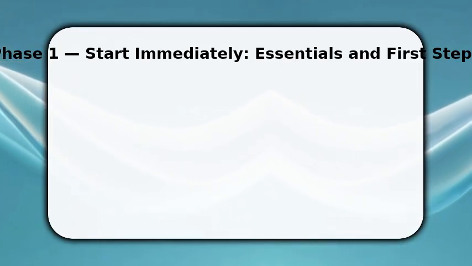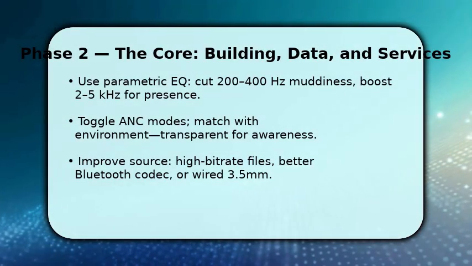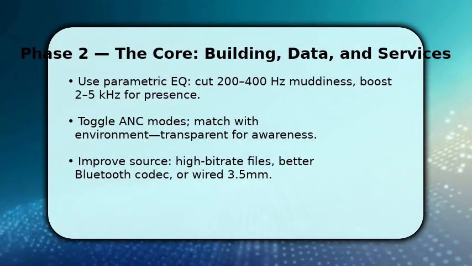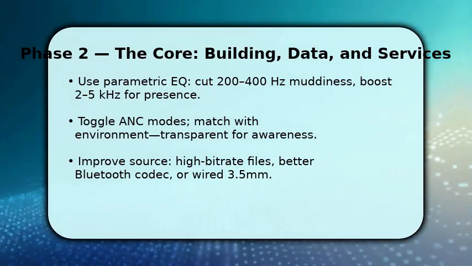You now handle the middle step, sculpt the sound. Use a parametric EQ to remove muddiness around 200 to 400 Hz and add presence between 2 and 5 kHz. This makes vocals and transients clearer.